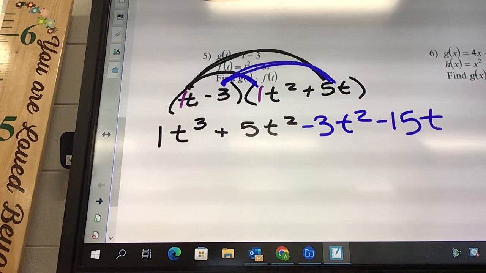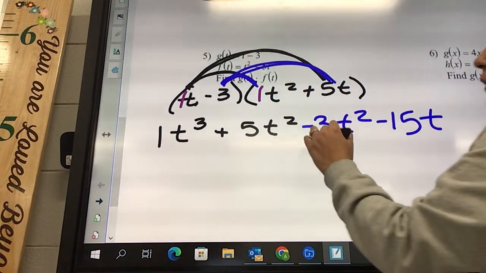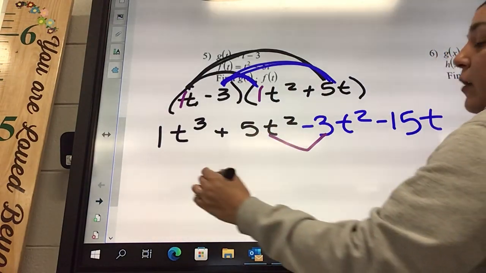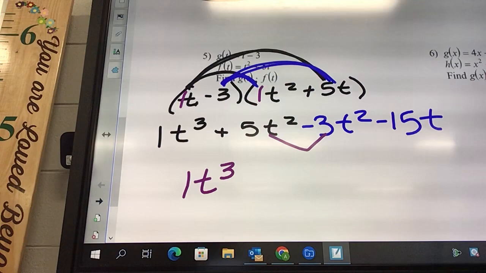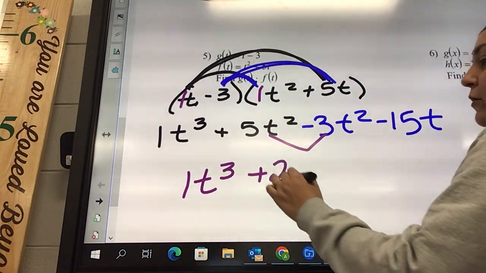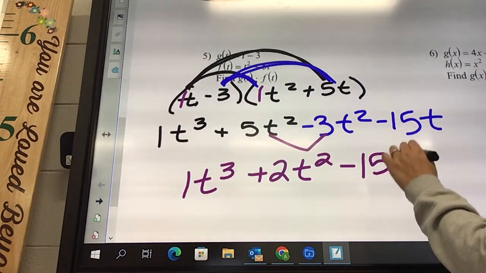Okay, and then we look at this and say, well, what can we combine? 5t squared minus 3t squared. Good. So I'm going to get 1t cubed. 5 minus 3 is going to give me positive 2t squared minus 15t.